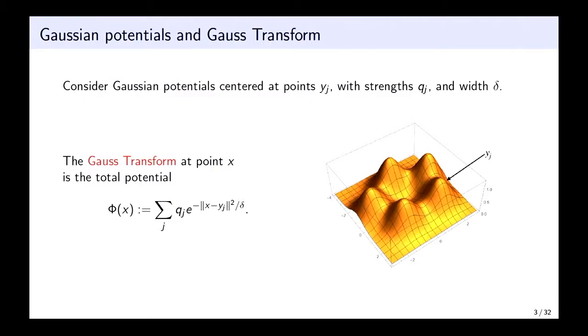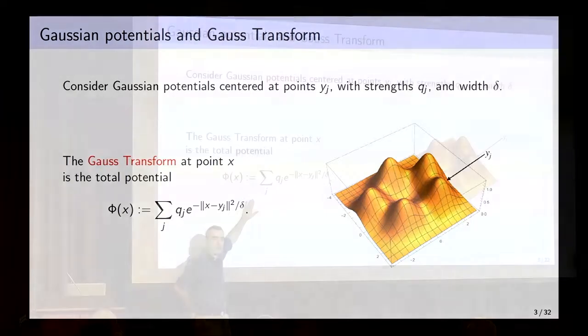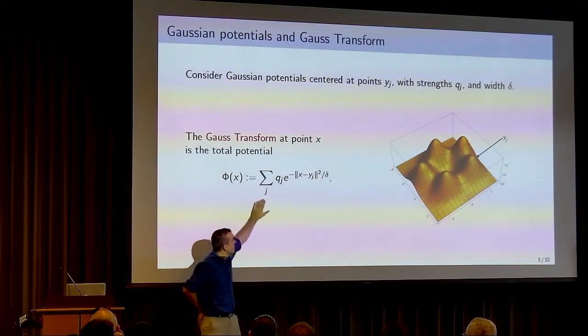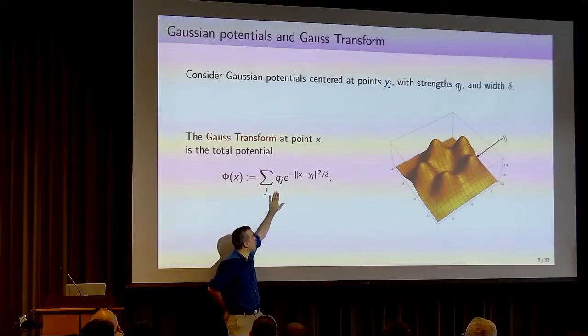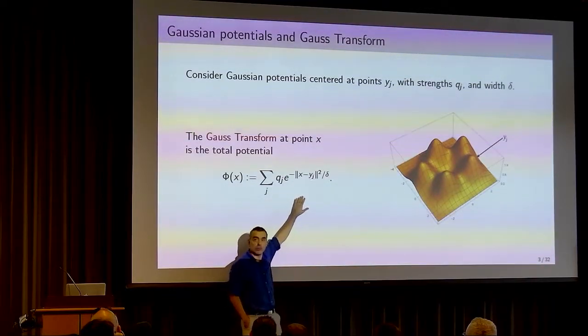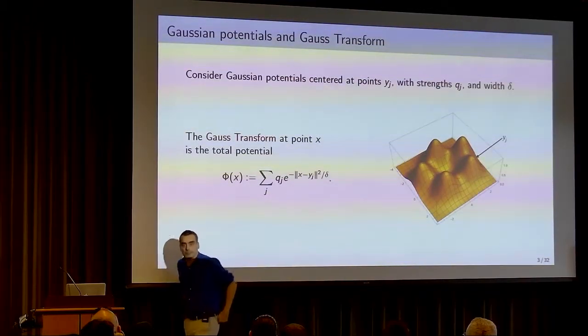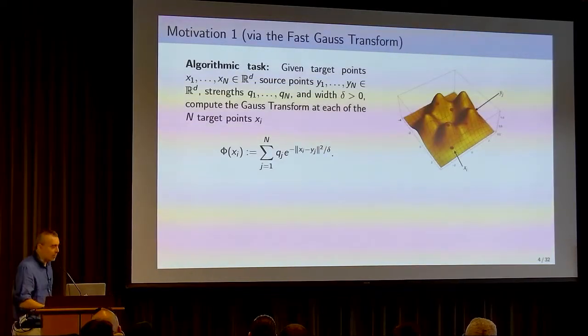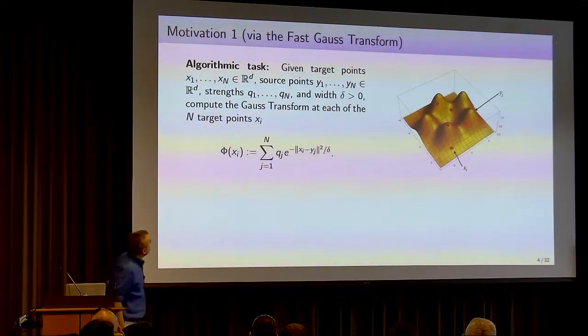And I have certain points x sub i's. I have certain points y sub j's. And associated to each point y sub j, I have a certain strength, q sub j, and a certain width of my kernel. And what I'm really trying to compute is this function of x. For every point x, I want to compute exactly this weighted sum of the Gaussian potentials centered at the points y sub j, evaluated at the point x.